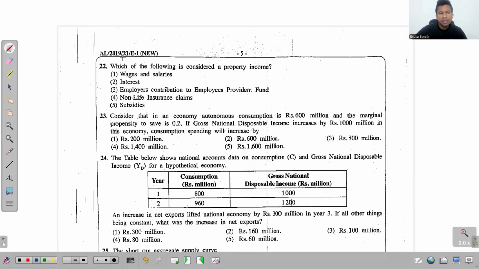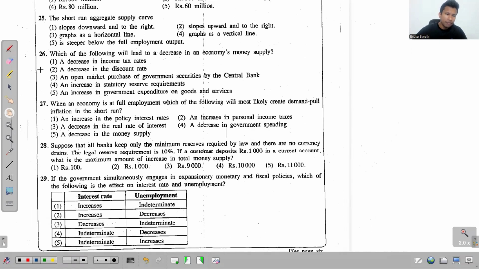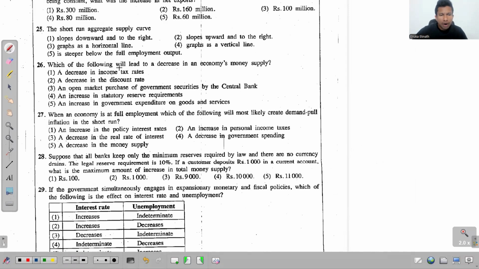This is the discussion of this 2019 A-level Economics MCQ paper. Look at this question 26. Which of the following will lead to a decrease in economy's money supply?